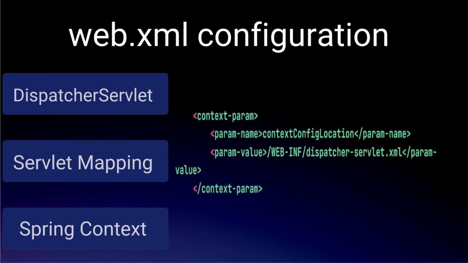In the context param, we provide the file name and location of that XML file, which contains Spring specific configurations, which we have already seen in one of our previous Spring related videos. We can define beans, wire them together, and do many other configurations in that particular XML file. Let us explore this XML also.